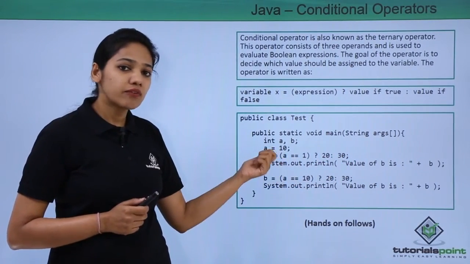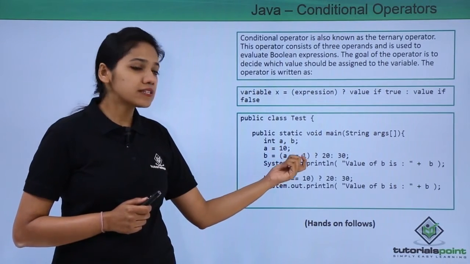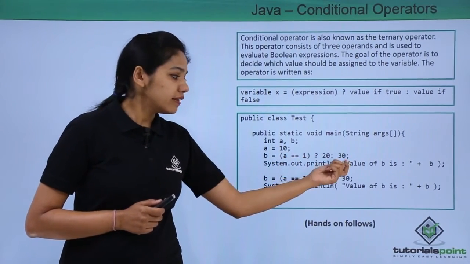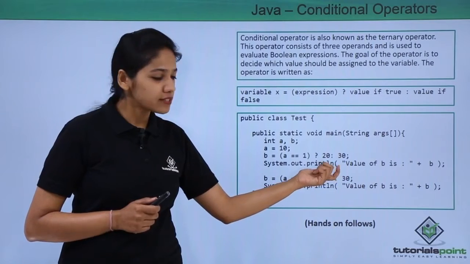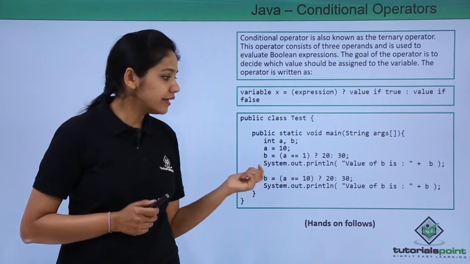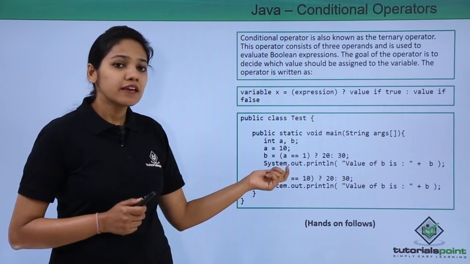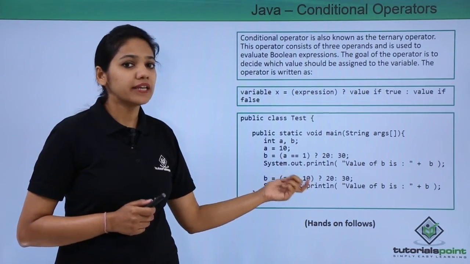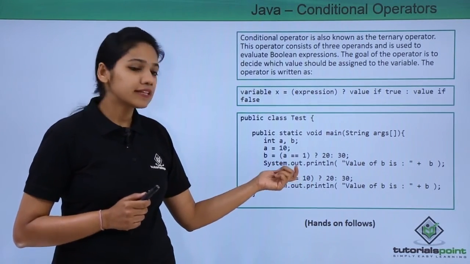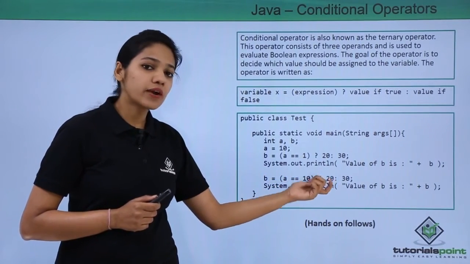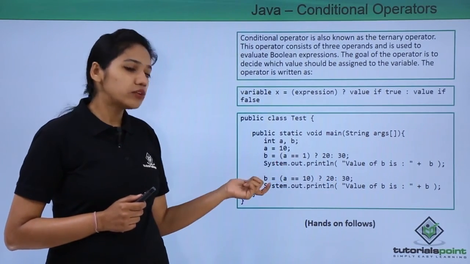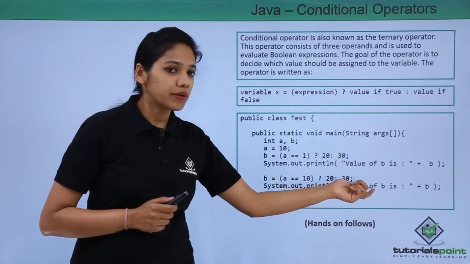In this case, the value is 10, therefore a is not equal to 1, and then the next value would be considered as b value, that is 30, and the value of b would be printed 30. In the second case, if a is equal to 10 and then a question mark, yes, that is true, therefore the first value would be picked up and that value will be stored in b and then printed.